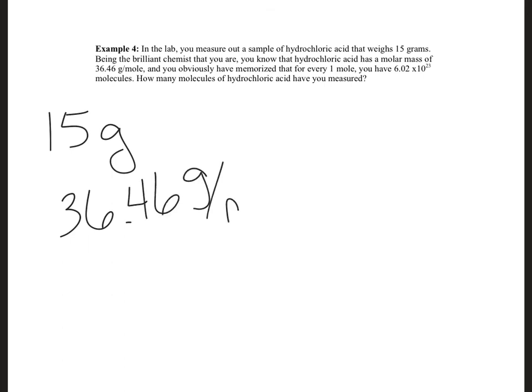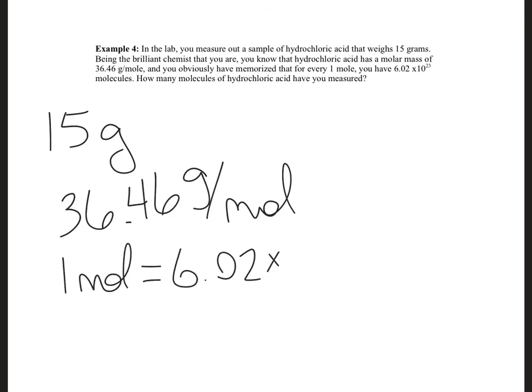Most of you have no clue what most of these units are. Maybe the only one you've heard of is grams. Or maybe you know what molecules are, at least an idea of molecules. The beauty of dimensional analysis is it doesn't matter whether or not you know what all these things are. You just have to know how they relate. So going back through the problem, pulling out important stuff, 15 grams, we see 36.46 grams per mole, and that we know for every 1 mole, we have 6.02 times 10 to the 23rd molecules.